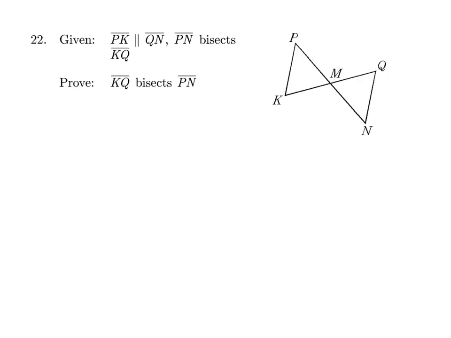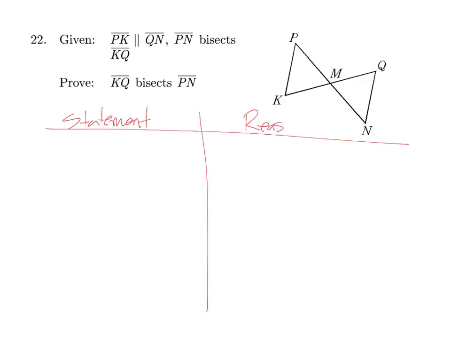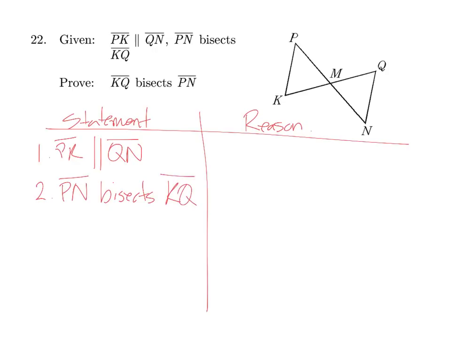All right, gonna have to write out a proof here. Got my statement, then my reason. First I'm going to state what they gave me. PK is parallel to QN, and PN bisects KQ. Both of those were given.